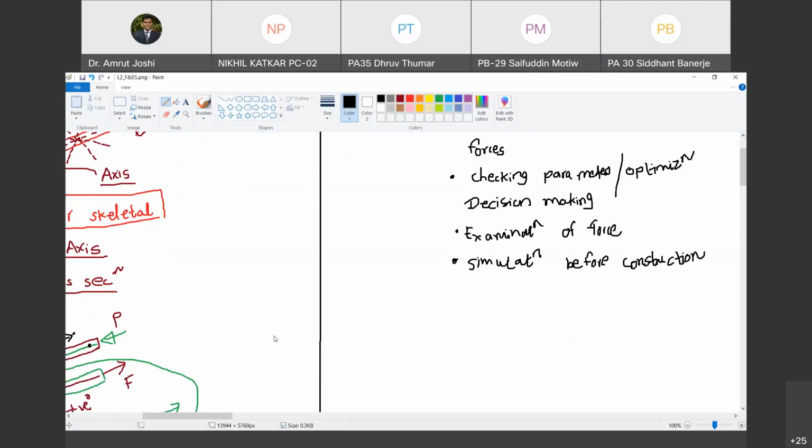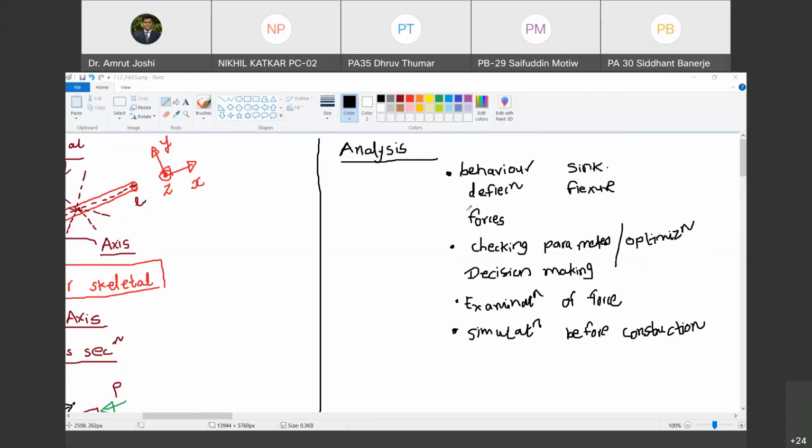Mahadev? No response. I am going to assume the student is absent. Okay. Ankit Raj Rana, B division, roll number 19. Yes, sir. Can you add something? No, sir. I think it's covered.